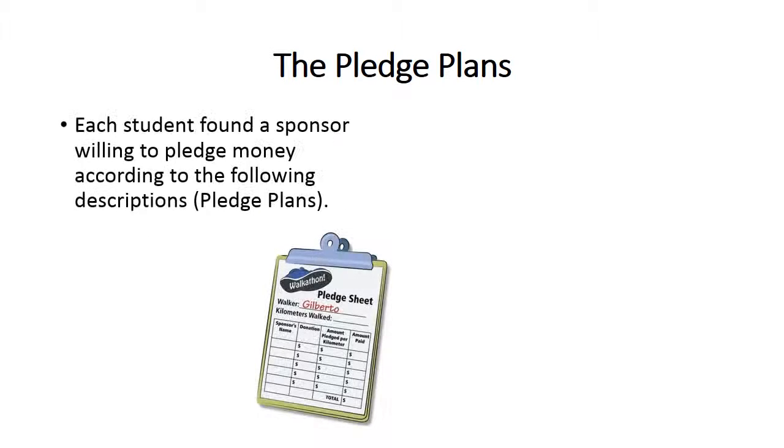All right, so each student found a sponsor that's willing to pledge money to them according to the following description. So we call these the pledge plans. These are the rules or the plans that the walkers have to follow in order to raise their money.